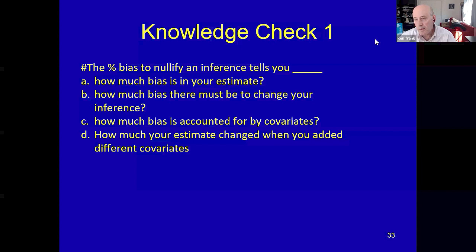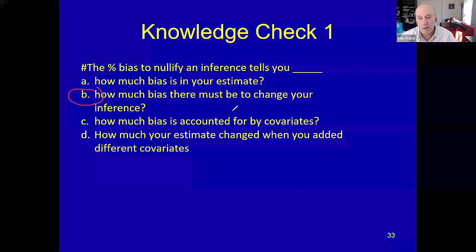All right, we'll end the poll. Share the results. And you should be able to see these results. And we're on track for the most part there. Yep, we would say we're learning about how much bias there would have to be to change an inference.